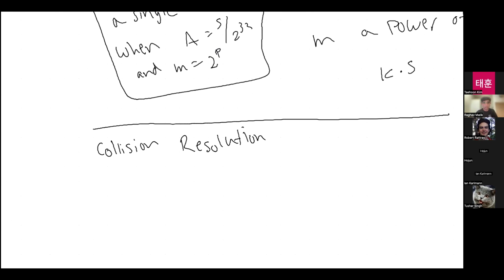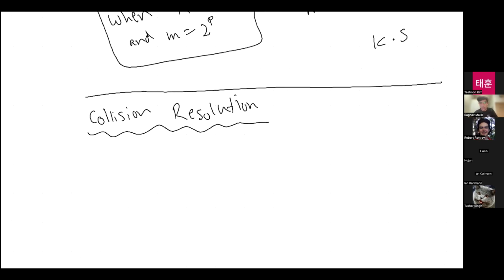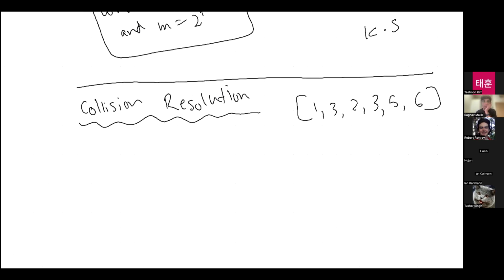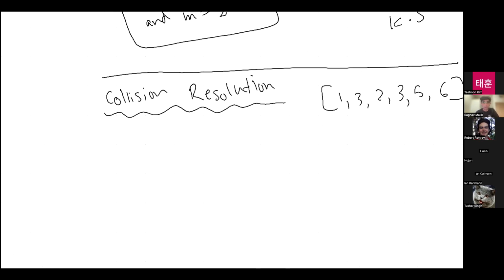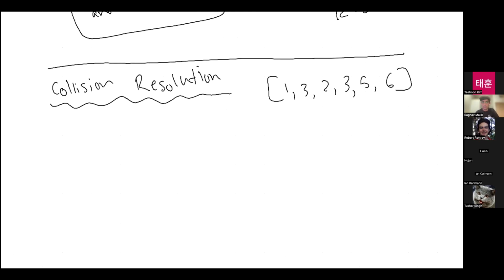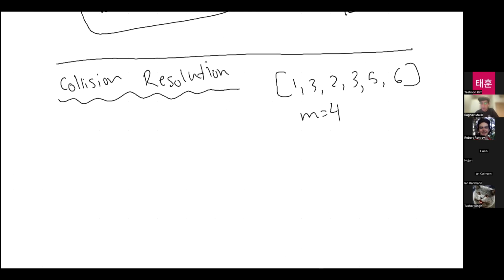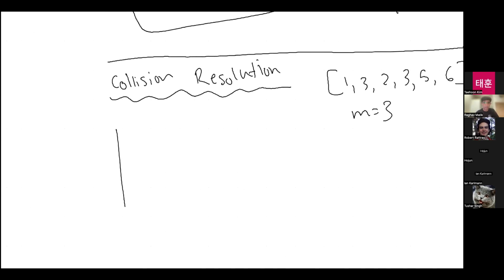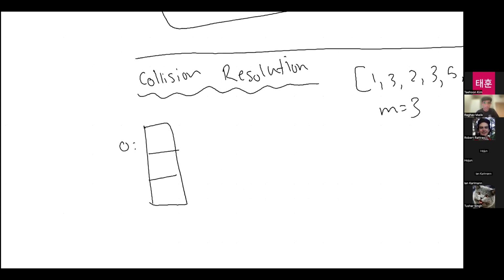Let's go back to our example of 1, 3, 2, 3, 5, 6. Maybe I want to hash these things mod 4, say m equals 4, which of course we know is bad because m is a power of 2. So let's say m equals 3. We've got a table with 3 slots. This one corresponds to 0, this one corresponds to 1, this one corresponds to 2.